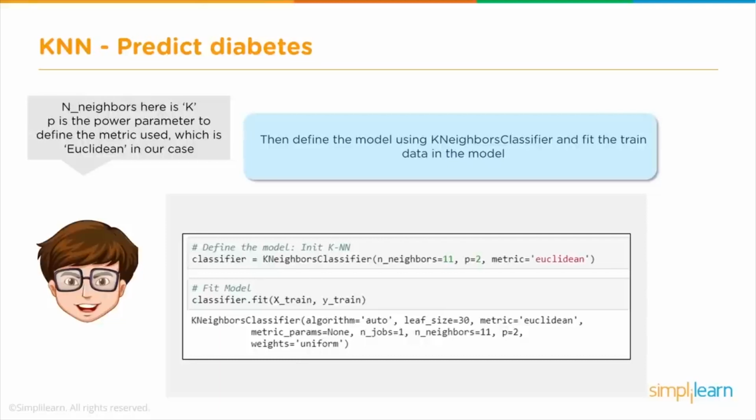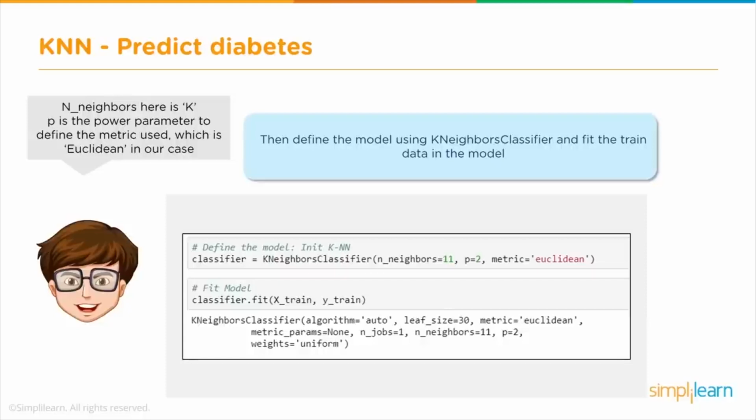Then define the model using K-neighbors classifier and fit the train data in the model. So we do all that data prep. And you can see down here we're only going to have a couple lines of code where we're actually building our model and training it. That's one of the cool things about Python and how far we've come.